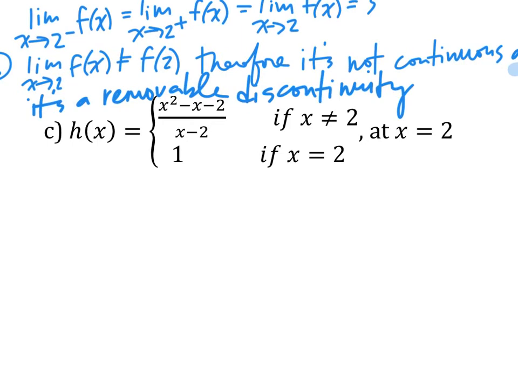Alright, so let's go ahead and try this one. So number 1, what is f of 2? It tells us it's 1. So if it's not equal to 2, then use the first function. If it's equal to 2, then use 1.